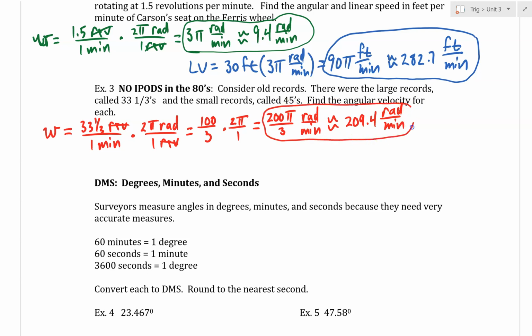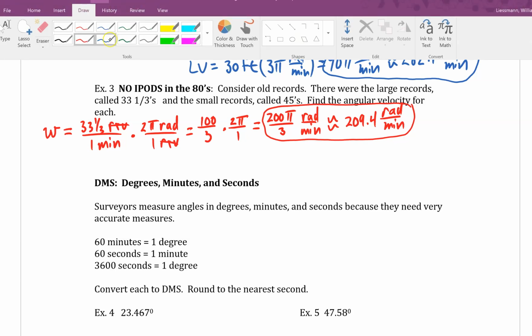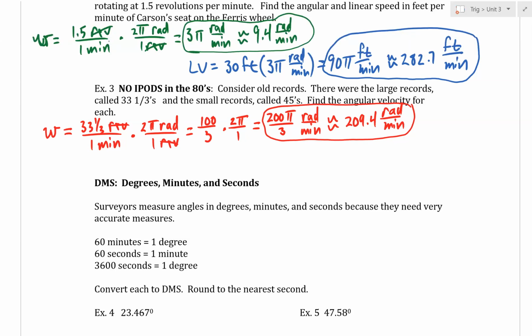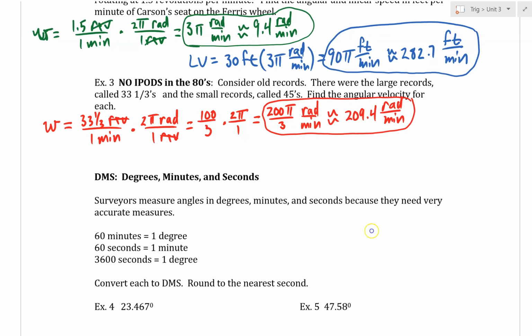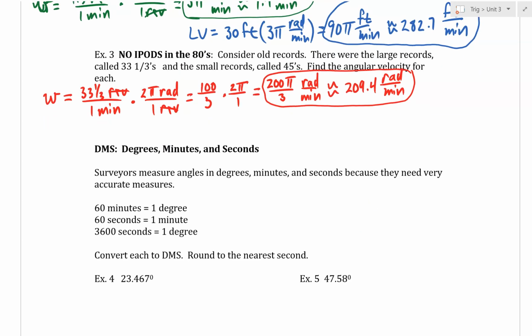Now I'm doing both of these in both ways. I'm giving you the exact answer, and I'm giving you the decimal equivalent to 1 decimal place. That is something that you should do for right now. You should be doing that on your homework just so you get used to giving both answers so you know what you're looking for.